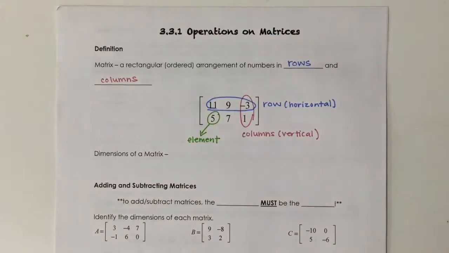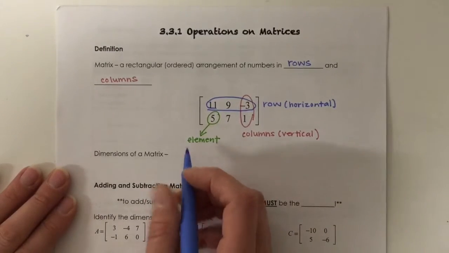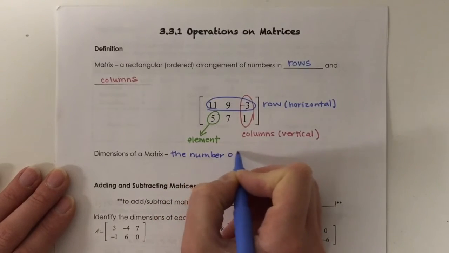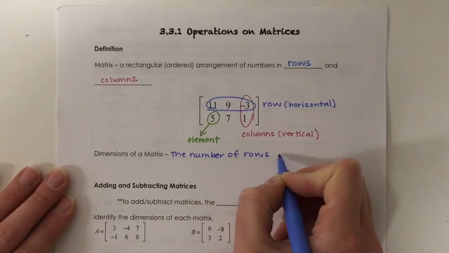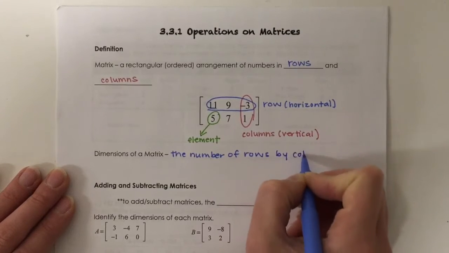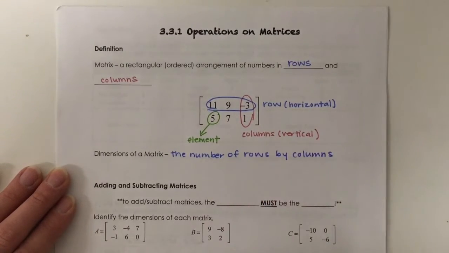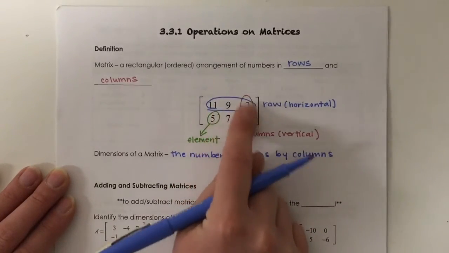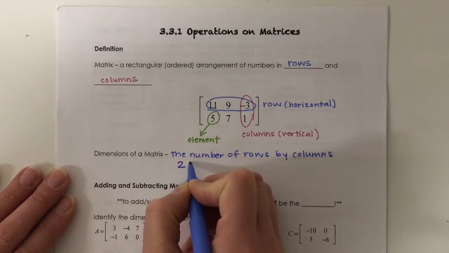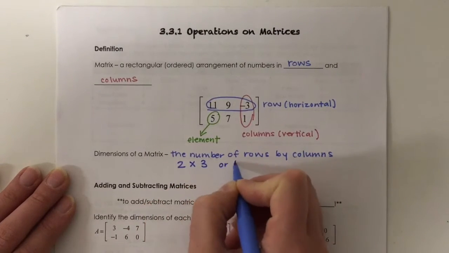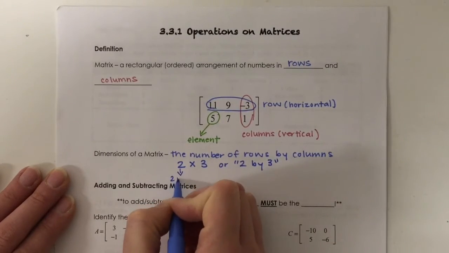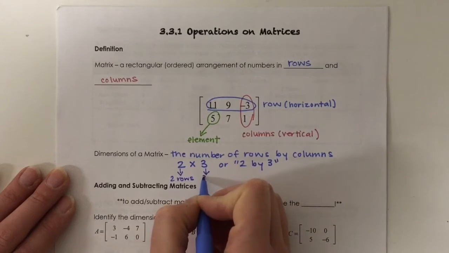So now let's go through. A dimension of the matrix is simply the size, right? And we label the size of that matrix by the number of rows and columns. For example, this would have 2 rows and 3 columns, so it is called a 2 by 3, kind of like a piece of plywood, meaning it has 2 rows and it has 3 columns.